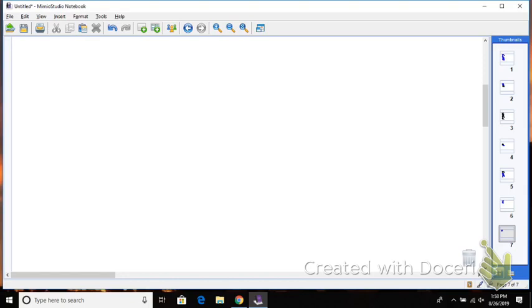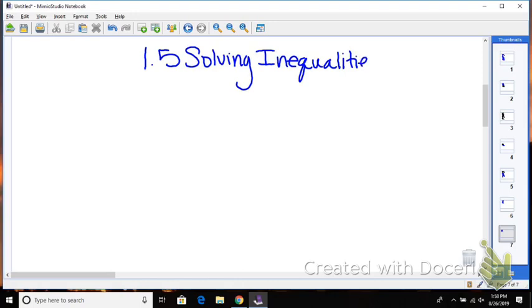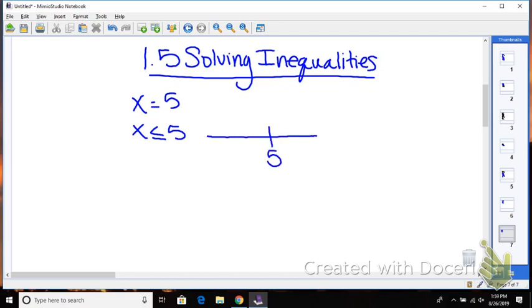So today we're doing solving inequalities. What's the difference between an equation and an inequality? Okay, equal sign, when you have an equation, you equal one number. When you have an inequality, you equal a range of numbers. So when I have x is equal to 5, x is equal to 5. If I have x is less than or equal to 5, now I've got a range, and it's this right here.